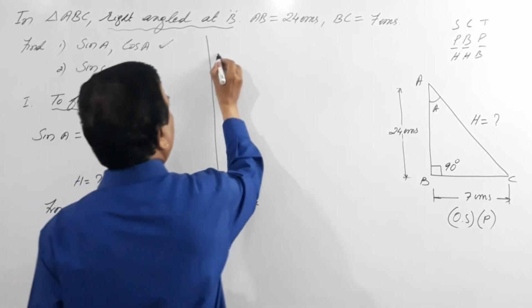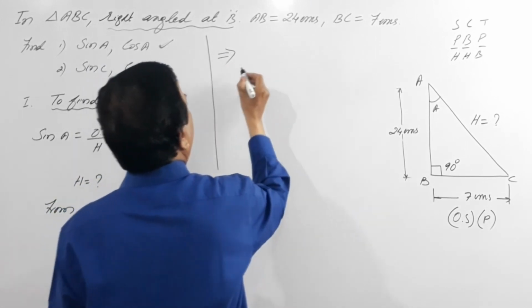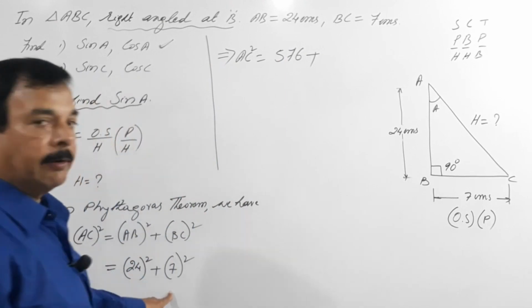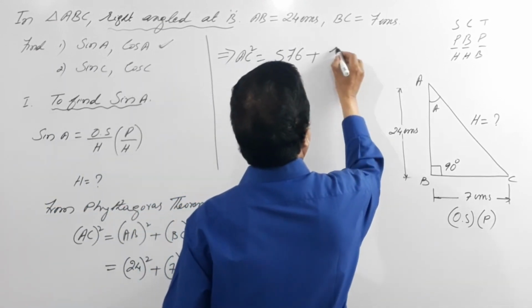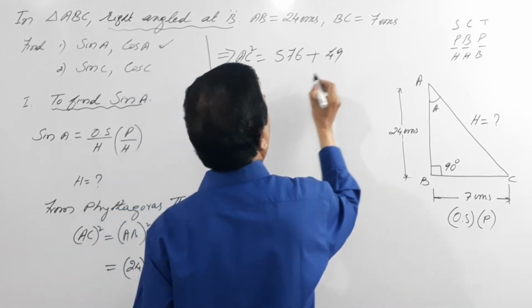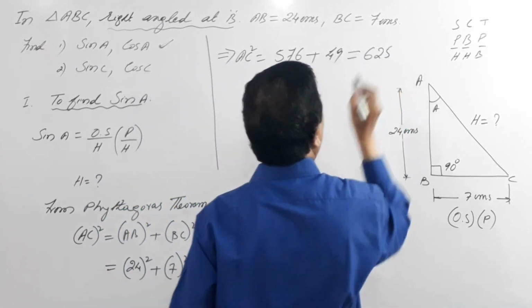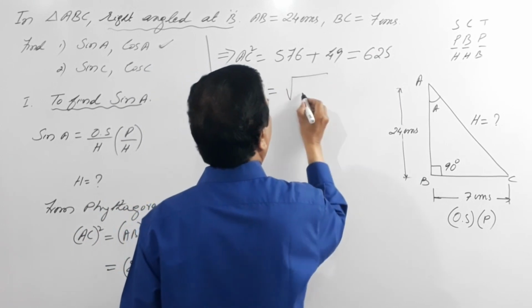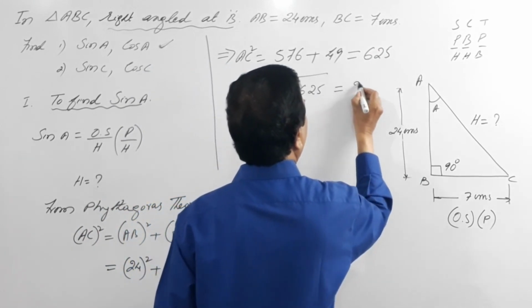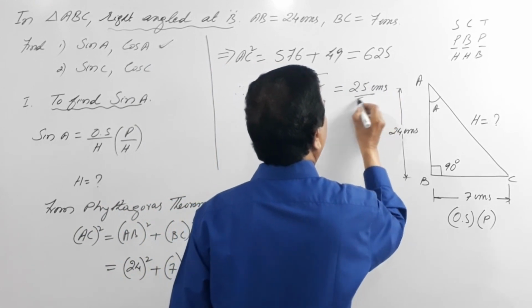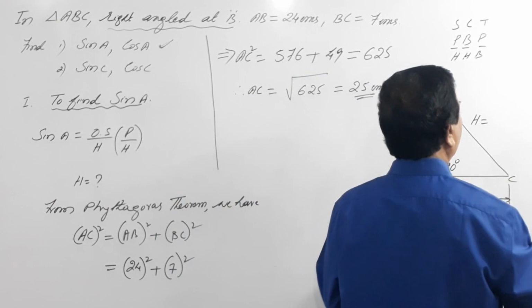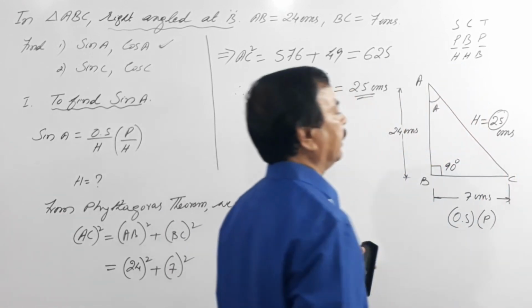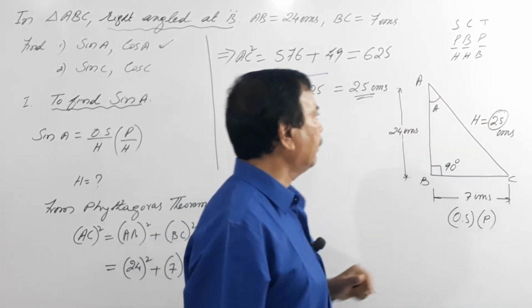This implies AC square equals 576 plus 7 square, which is 49. So this becomes 625. Therefore AC equals square root of 625, which is nothing but 25 centimeters. So it is 25 centimeters. All three sides are found, and now the problem becomes easy.